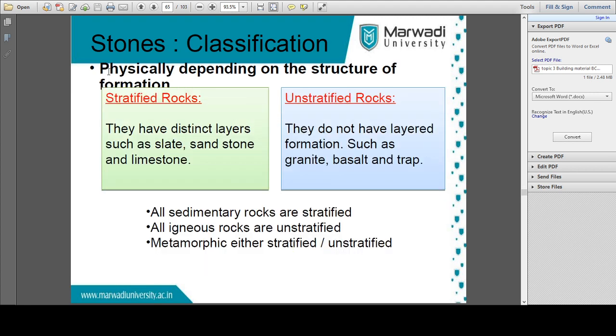Now the third method through which we classify stone is physical formation. In physical formation we have stratified rock and unstratified rock. Stratified means we have different layers. They have distinct layers, such as slate, sandstone and limestone. So again you need to remember the names here, S, S and S. For unstratified rock we have examples such as granite and basalt. But over here we do not have layered formation. So you have to remember unstratified rocks do not have layers and stratified rocks have layers.